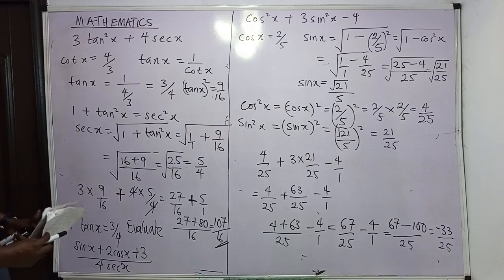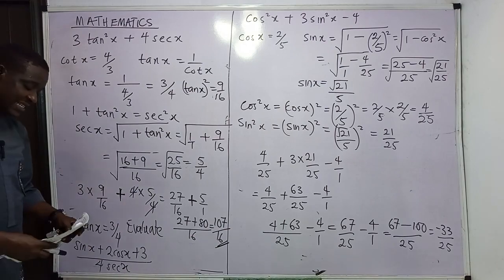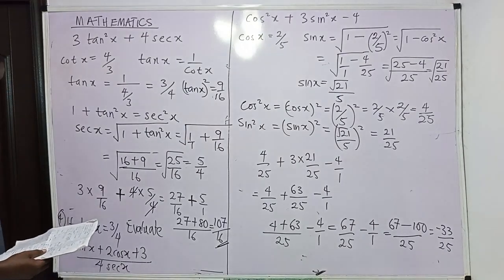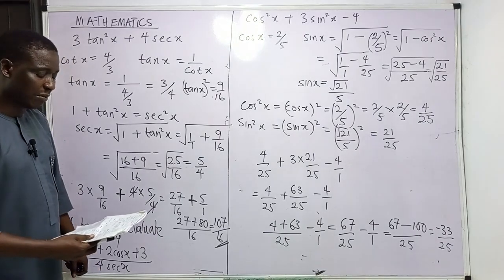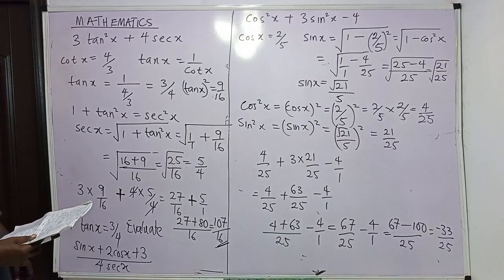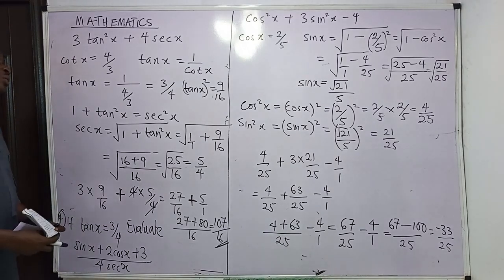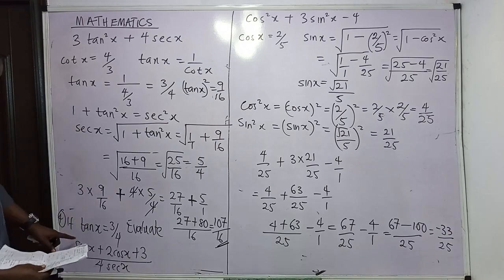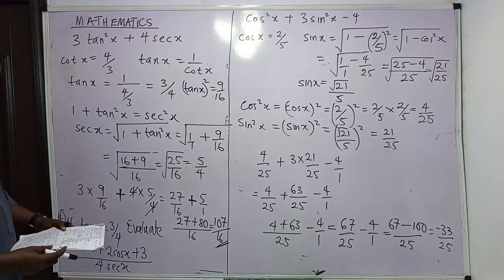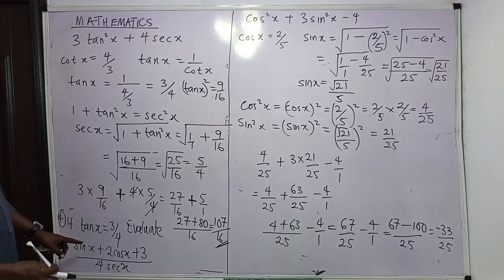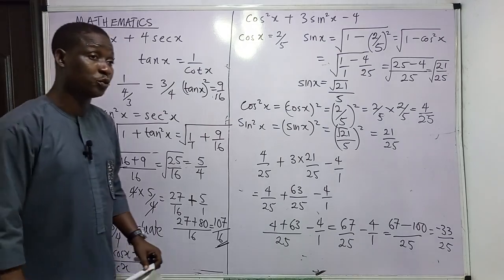So you check your options given to you in the exam, whatever exam you are writing. We have option A is 100 over 16, B 105 over 16, C 107 over 16, D minus 107 over 16. I think that should be 107 over 16. So I would like you to try this and please write your answer in the comment section. Try the number 4 and let's see what we are going to get.